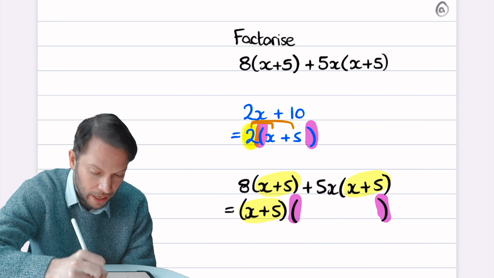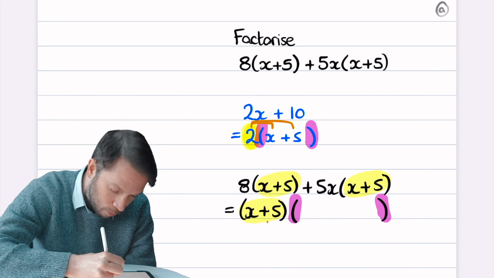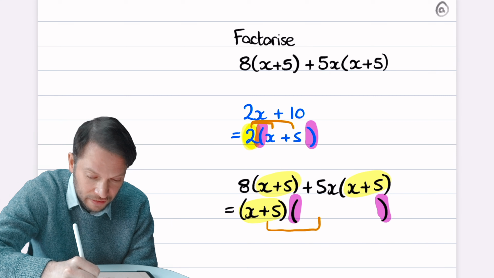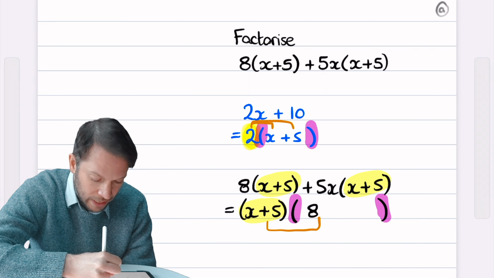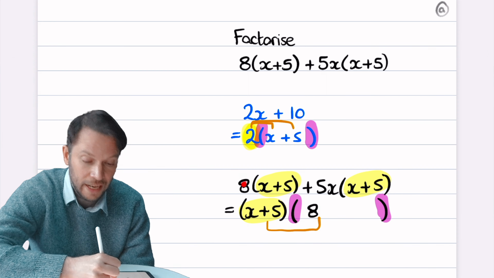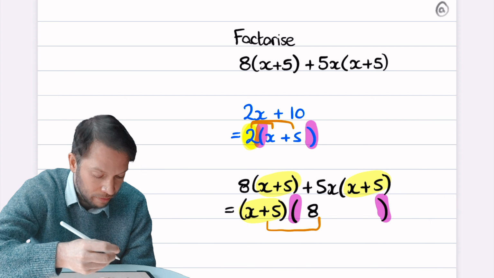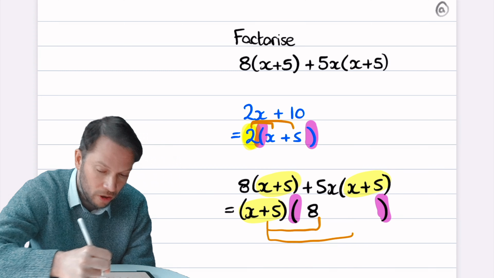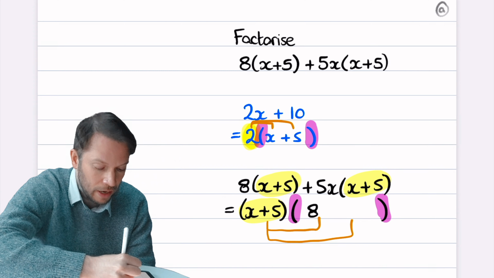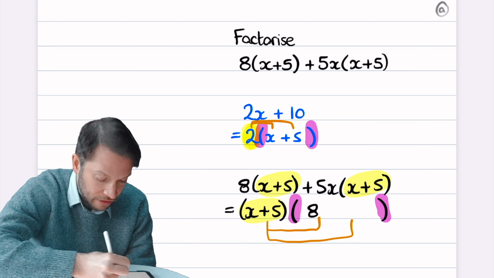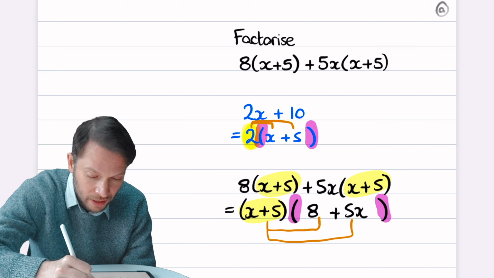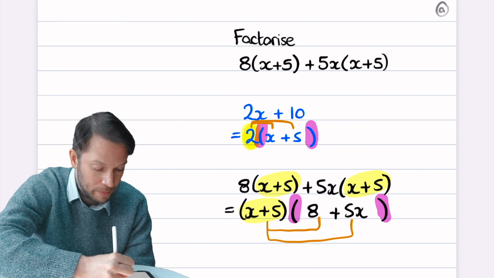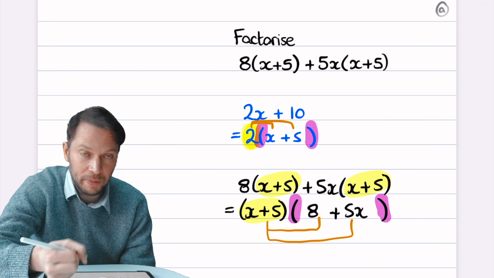And then we think, okay, well, x plus 5 multiplied by what is equal to this 8(x plus 5)? Well, it's just 8, isn't it? Because if we do the x plus 5 times 8, it's just 8(x plus 5). It's just the same multiplication, just the other way around. And then again, we think, well, x plus 5 multiplied by what is equal to the 5x(x plus 5)? Well, it's just a 5x, isn't it? Because the 5x multiplied by the x plus 5 is 5x(x plus 5). Because remember, these two things next to each other in algebra just means they're multiplied together.